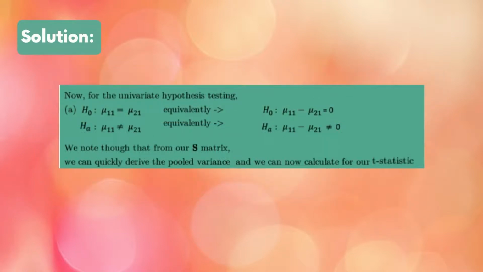Now, for the univariate hypothesis testing, our null hypothesis mu11 is equal to mu21. Equivalently, mu11 minus mu21 is equal to 0. And for our alternative hypothesis, mu11 not equal to mu21. Equivalently, mu11 minus mu21 not equal to 0. We note though that from our S matrix, we can quickly derive the pooled variance and we can now calculate our T statistic.